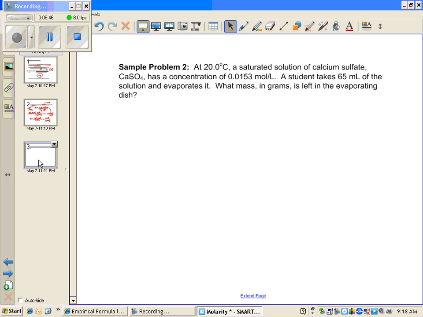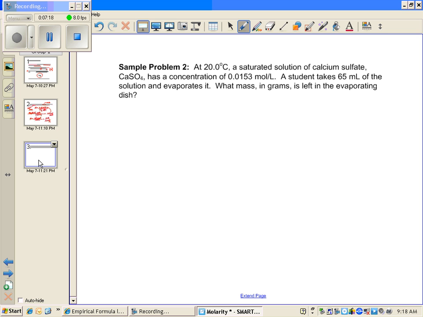All right, so let's go to example problem number 2. This time we have, at 20 degrees Celsius, a saturated solution of calcium sulfate, CaSO4, that has a concentration of 0.0153 moles per liter. That's the same thing as molarity. A student takes 65 milliliters of solution and evaporates it. What mass in grams is left in the evaporating dish?